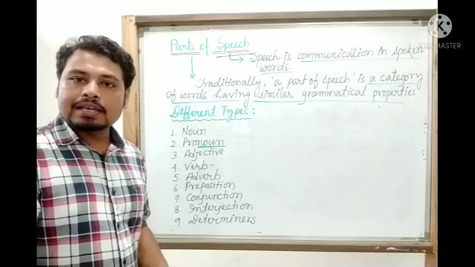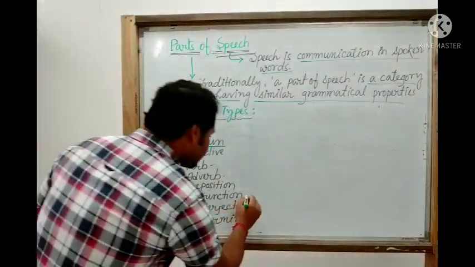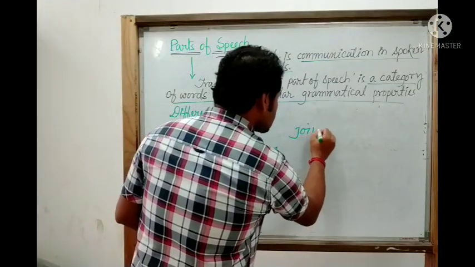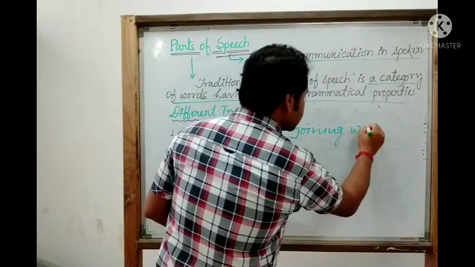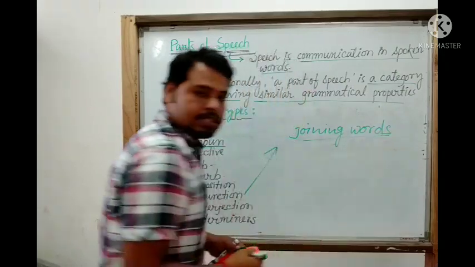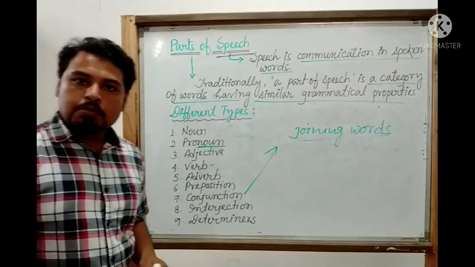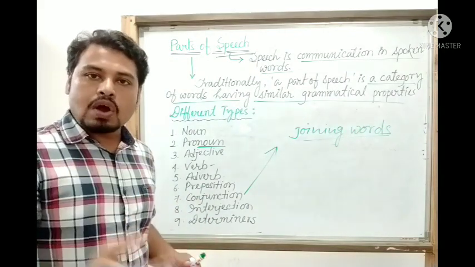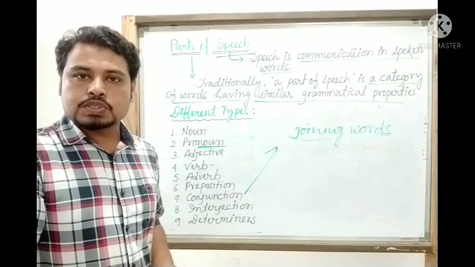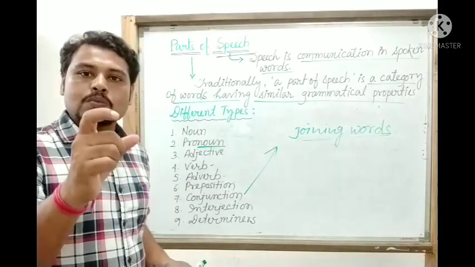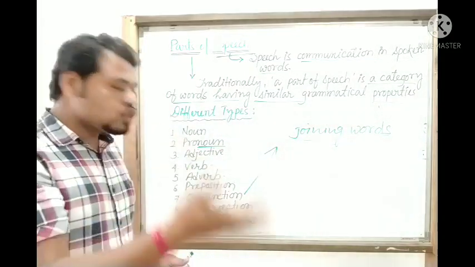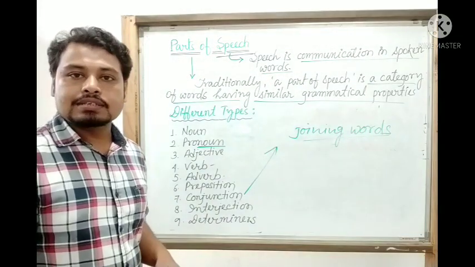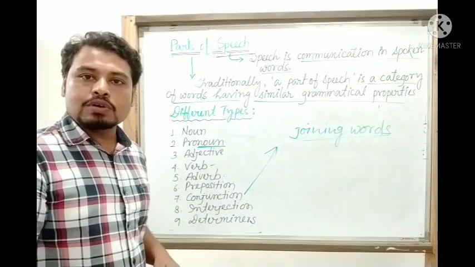In the 7th position, we have the conjunction. So conjunctions are actually joining words. That means some words are used to join maybe two phrases, maybe two clauses, or maybe two words also. So those particular words that are used to join the phrases or the clauses, those words are known as conjunctions. So let us take an example and the thing would be pretty clear.